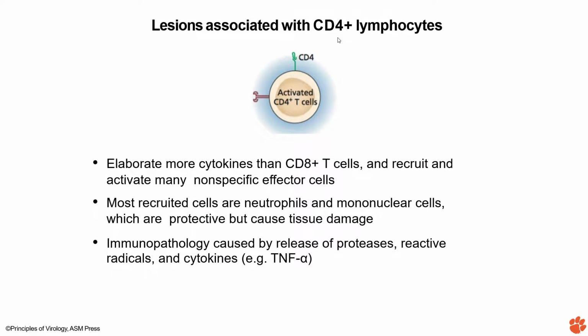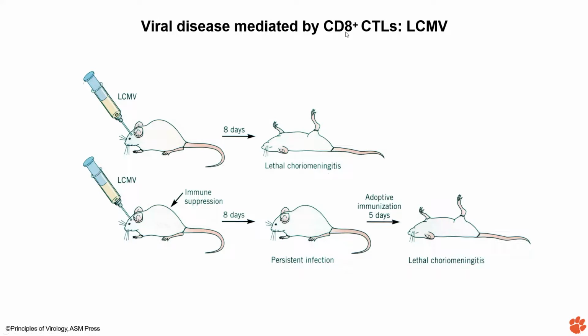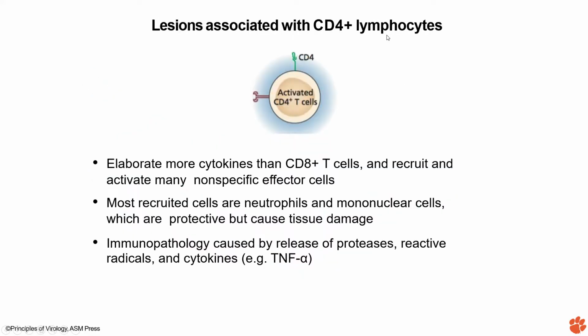Here, what we are looking at, on the other hand, is lesions associated with CD4 lymphocytes. These are the T helper cells, remember that, unlike the CD8 cells, which are the cytotoxic. CTL, cytotoxic; CD4, helper. They have more elaborate cytokines than the CD8 cells. Remember that, because they are the helper ones which release the cytokines to recruit the cytotoxic T cells as well as the B cells. So they have a more important repertoire of cytokines and activate many non-specific effector cells. Most recruited cells are the neutrophils and mononuclear cells, which are protective but cause tissue damage, as we just saw.